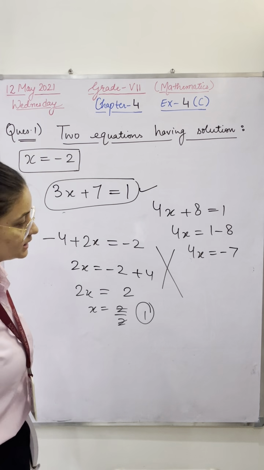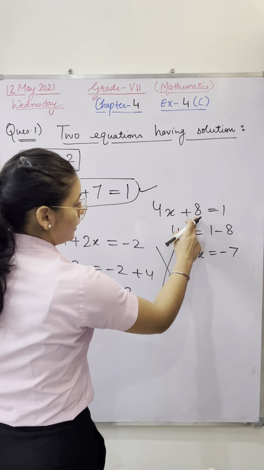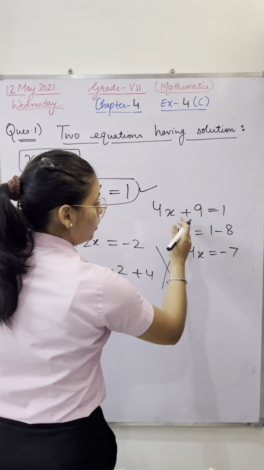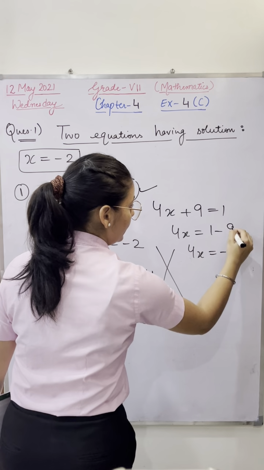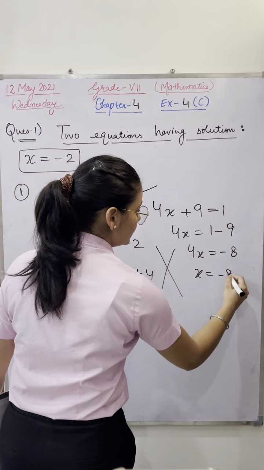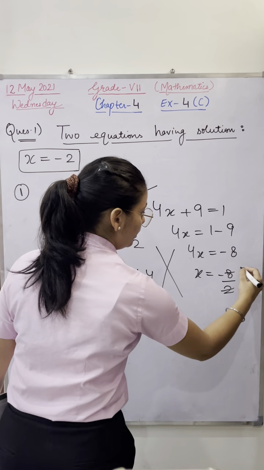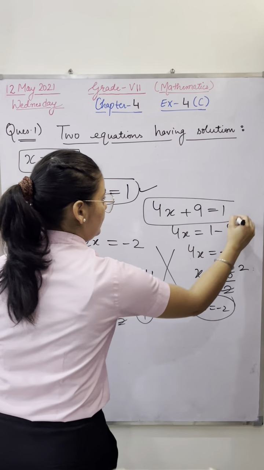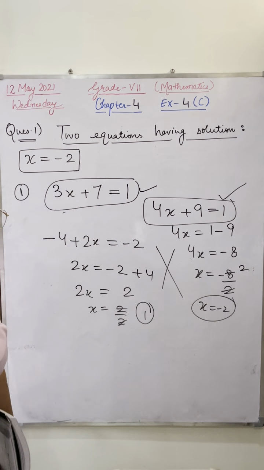Okay? The answer isn't possible. You have to write 9 here. Ayan, you have to write 9 here. 1 minus 9 is minus 8. Then x is equal to minus 8 upon 4. That will be 2. So x is equal to minus 2. This equation will be correct.